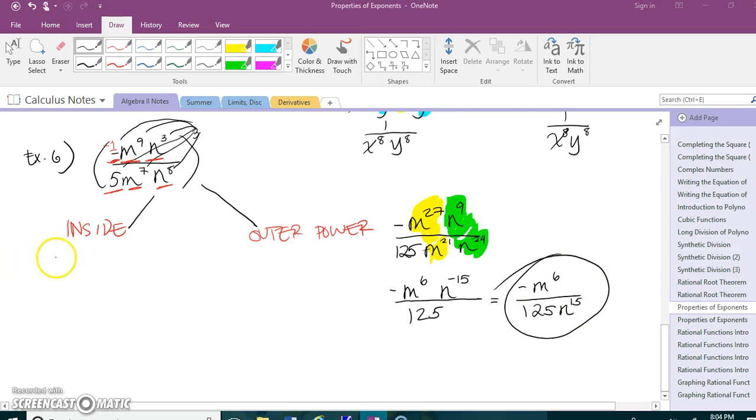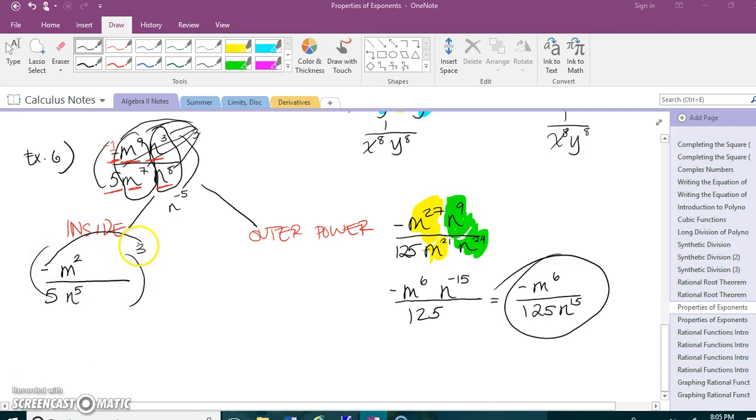What you can do instead is you can start on the inside. So negative and 5 are still there. M to the 9th over m to the 7th is m to the 2nd. N cubed over n to the 8th, that would be n to the negative 5, but I'm going to preemptively put it down here to make the exponent positive. You can start doing that to make your life easier here. And that would be cubed.